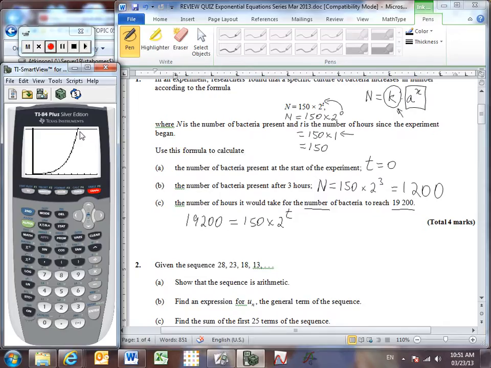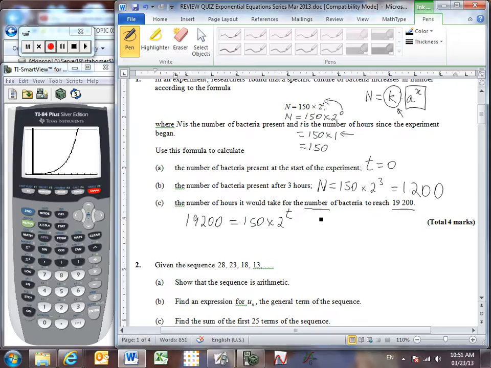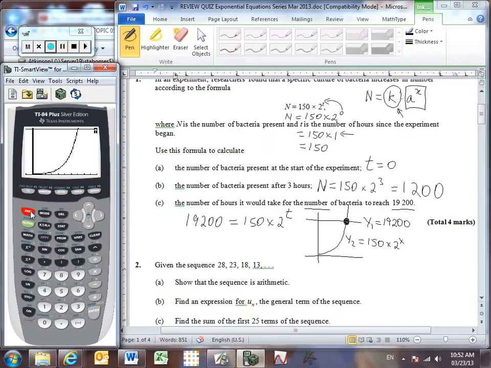Now, if I'm going to show all of my work and I want to demonstrate that I've solved this with a graph, then I should just quickly draw a sketch of what I see. And so I've got my constant function here. That was my y1 equaled 19,200. And then I've got my growth function starting very low and coming up like that, and that is my function of y2 equals 150 times 2 to the x. And the point of intersection right there has got coordinates. Let's find them out. Second trace 5 to go into the calculate menu and the option intersect.